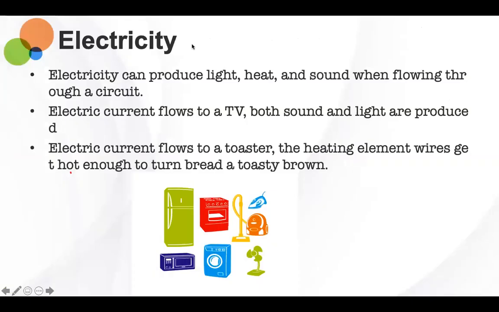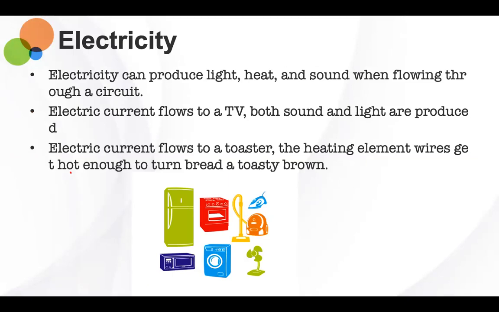All right, so electricity can produce light, heat, and sound when flowing through a circuit. All circuits have current inside of them and have electricity flowing, but it depends on the nature of the circuit and the build of the circuit that would decide the output. So a TV would produce both light and sound because of the build of the circuit. That's what we want to try and get here.